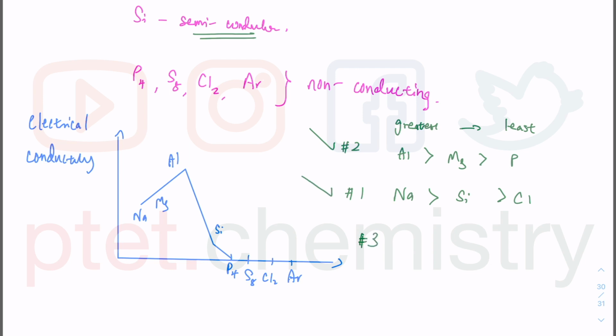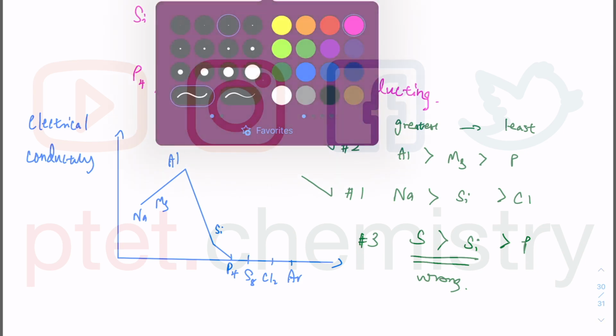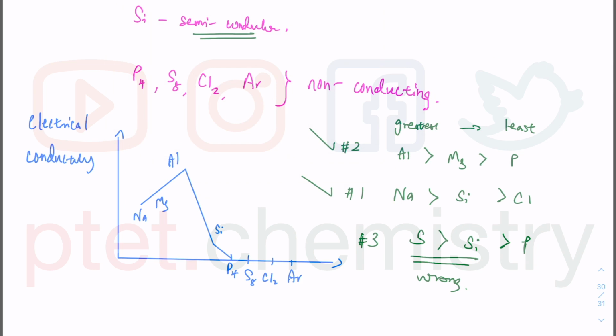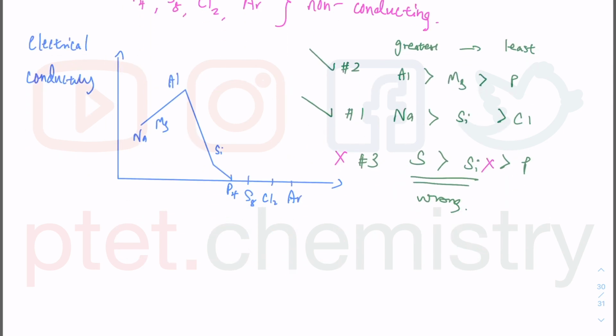If we check number 3, sulfur is more conducting than silicon, more than phosphorus. This thing is wrong, because sulfur there is a non-conductor, whereas silicon can conduct electricity. So since that thing is wrong there, therefore 3 is wrong. So if only 1 and 2 are correct, therefore we're looking at option B there.